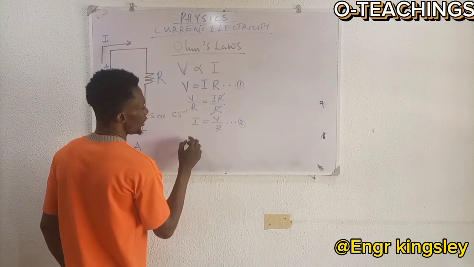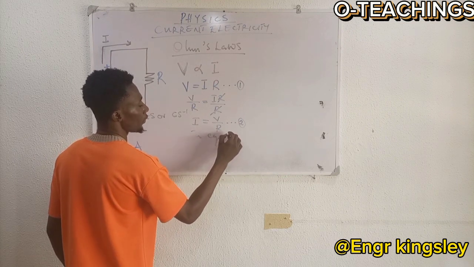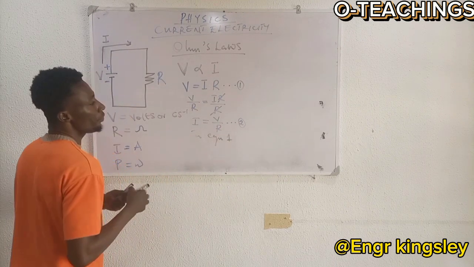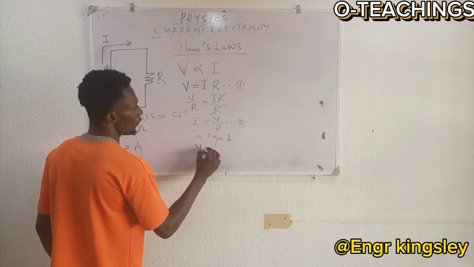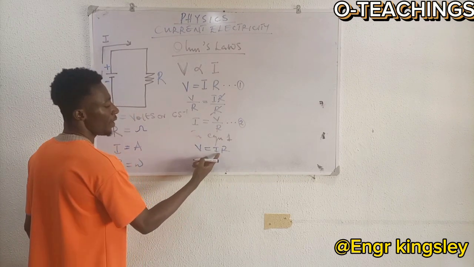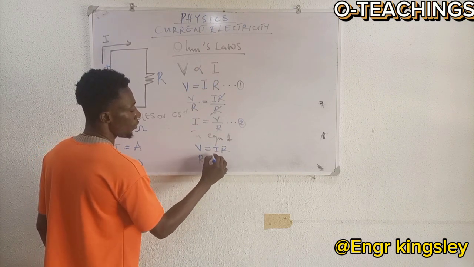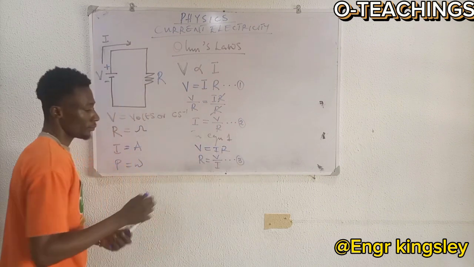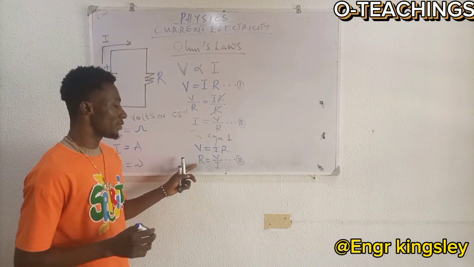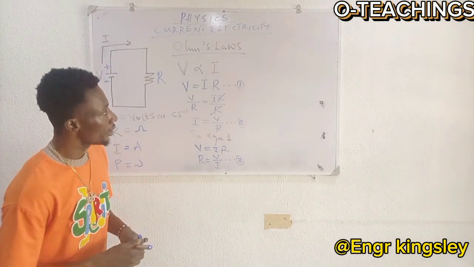In equation 1, since we have V equal to IR, if we divide both sides by I, we now have that R is equal to V all over I. Let me call it equation 3. That means resistance is the ratio of potential difference and current.